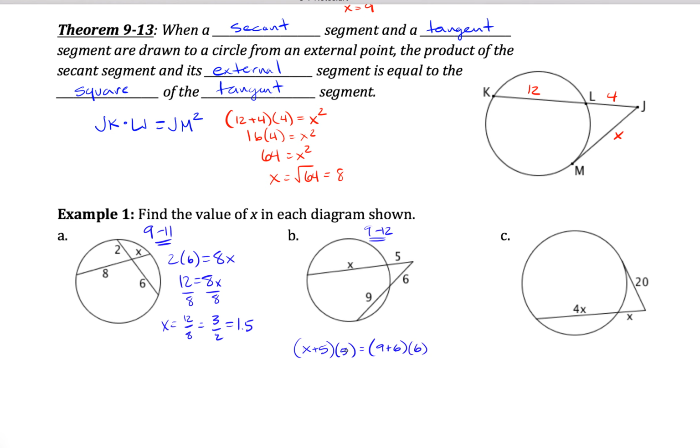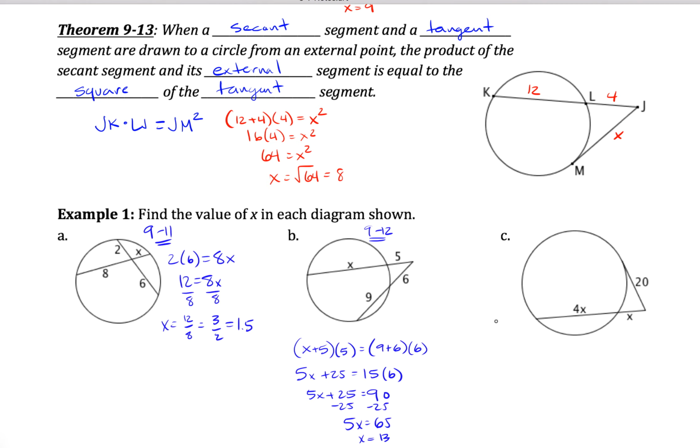So I need to clean this up a little bit. First, I'm going to use the distributive property. I'm going to say that 5x plus 25 equals, and now this is going to be 15 times 6. So that means that 5x plus 25 equals 90. And then I'm going to subtract 25 from both sides. That'll leave me 5x equals 65. And if I divide both sides by 5, I will get an answer of x equals 13.